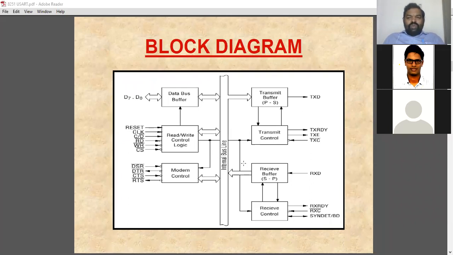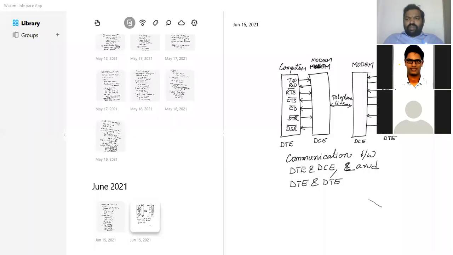Whenever you know the concept of yesterday's topic, yesterday we discussed this particular diagram, right?